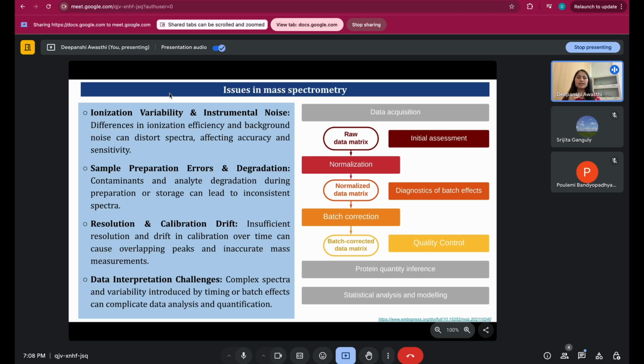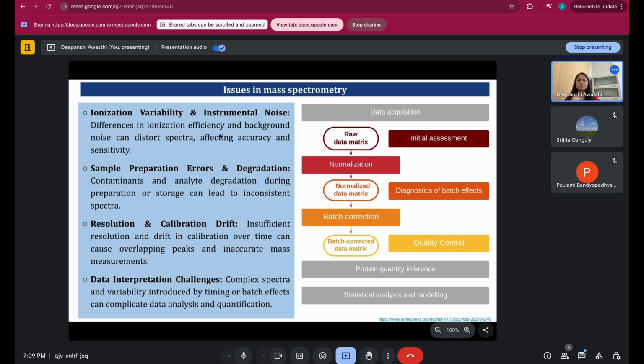The first thing is ionization variability and instrumental noise. For example, there is variation in ionization efficiency. Or what if I am using different mass spectrometers for my analysis? For example, I have taken a normal person's sample and a cancer patient's sample, and I am using different types of ionizers and different detectors. In that way I have used different methods, so from their results I cannot exactly infer anything, because there is a difference in the techniques and the instruments which I used.